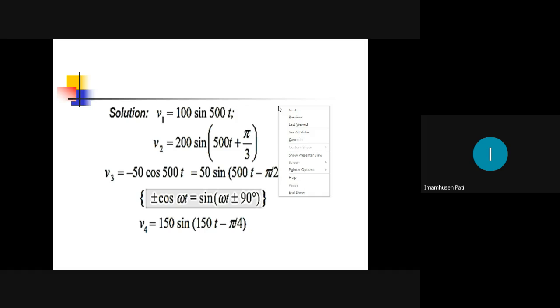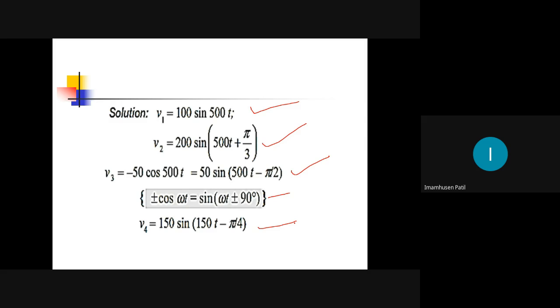V1 is in standard form. This is in standard form. This is in standard form. Now this you have converted to standard form using this formula. Minus cos omega t is equal to sine of omega t minus 90, and 90 is pi by 2. Then V4 already is in standard form.